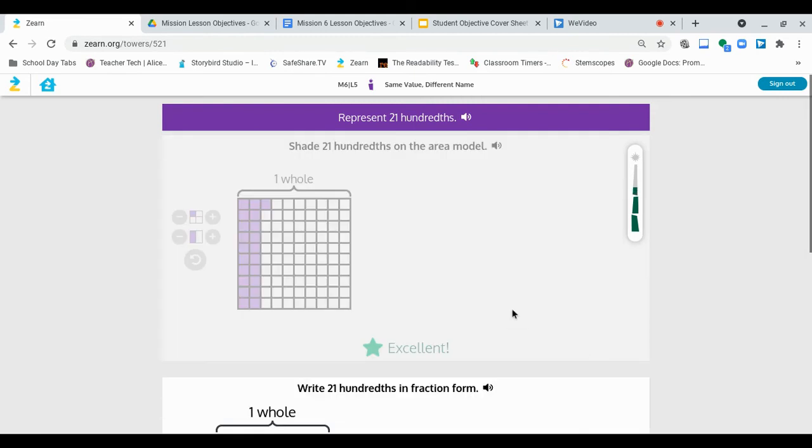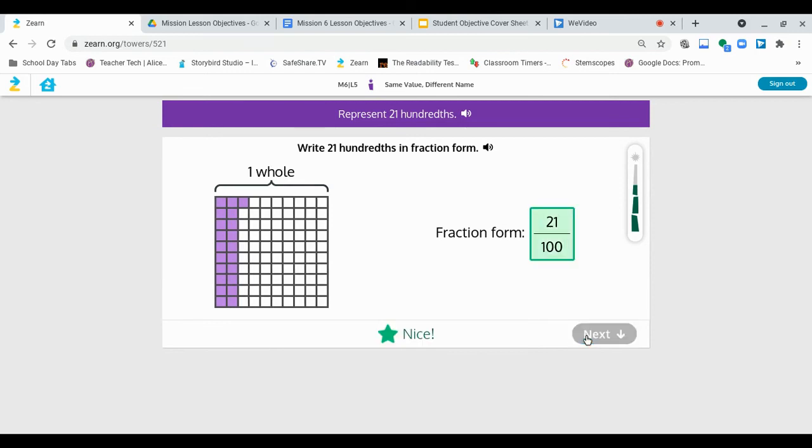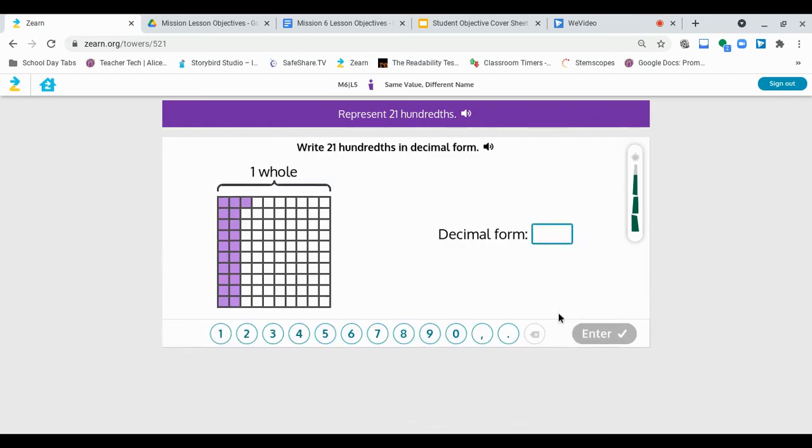Excellent. Now we're going to write 21 hundredths in fraction form. So we're in hundredths. And how many were shaded? 21. 21 hundredths. Nice. And now we just want to write it in decimal form. So I have 0 wholes again. So I have 0 whole numbers. And then my decimal. And I have 21 hundredths. So I need to write that simply like this. 21. Just like that. So we have 21 hundredths.